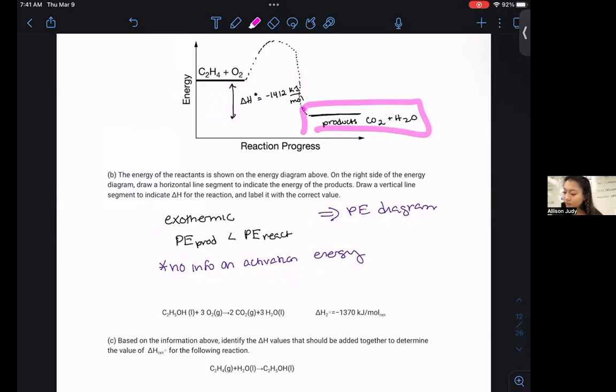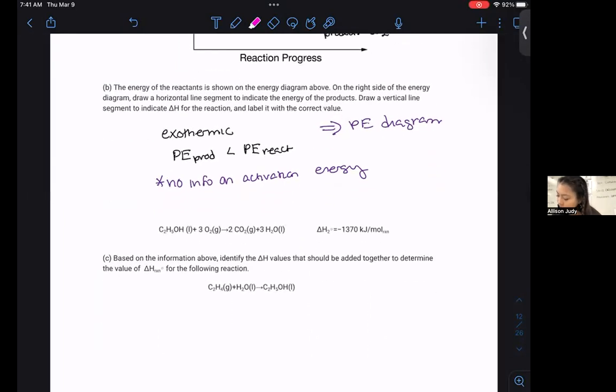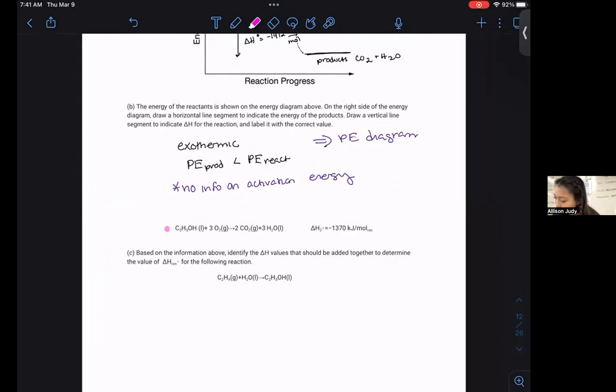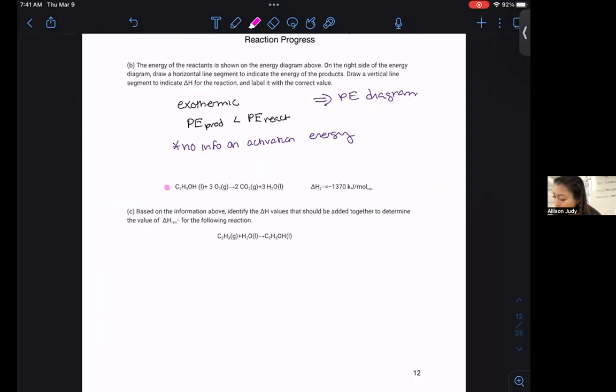Okay. So moving on, based on the information above, identify the enthalpy values that should be added together to determine the enthalpy for the entire reaction for the following reaction. So what it's asking you to do is create this net reaction, a kind of algebraic sum, enthalpy of formation summation, Hess's law. This is a Hess's law problem. Given the previous information throughout the entire prompt and this newer information, what values should be added, and how should they be added together to get this final net equation?